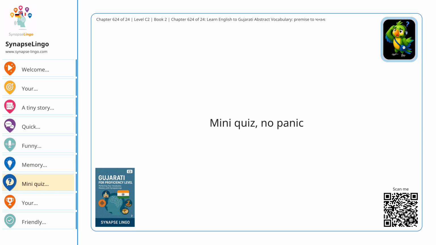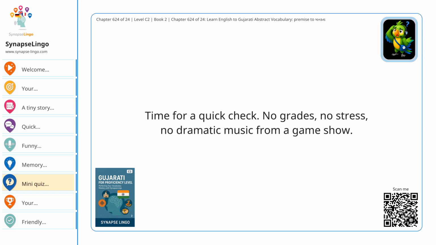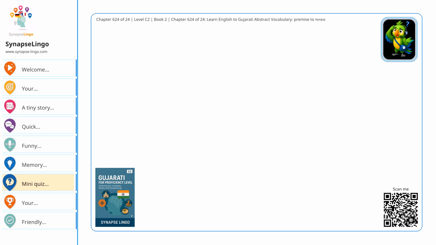Mini quiz, no panic. Time for a quick check. No grades, no stress, no dramatic music from a game show. What is the Gujarati word for premise? पूर्वधारणा. What is the Gujarati word for postulate? पूर्वधारणा. What is the Gujarati word for axiom? स्वयंसिद्ध सत्य.